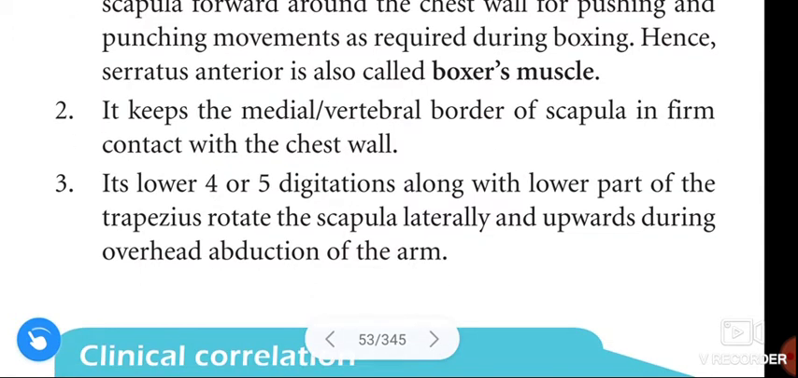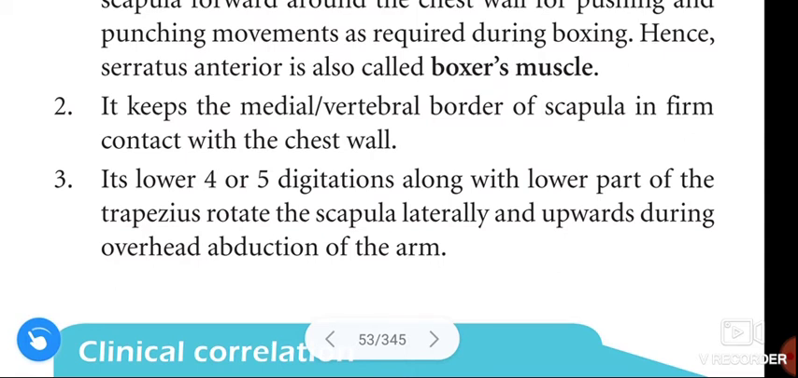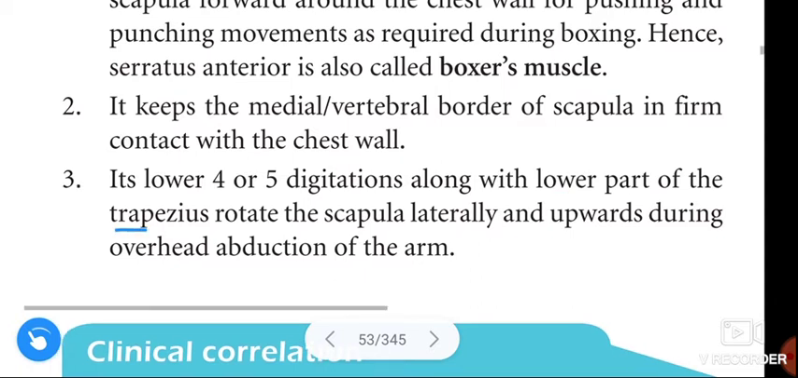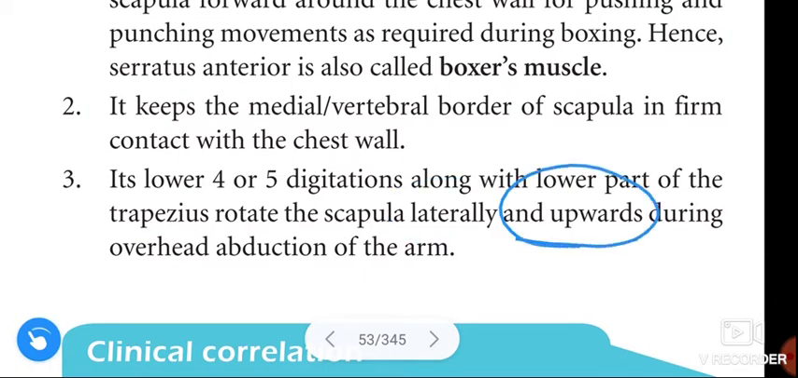Next, its lower 4 or 5 digitations along with the lower part of the trapezius rotate the scapula laterally and upwards during overhead abduction of the arm.